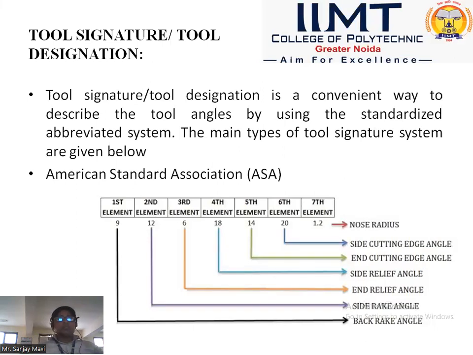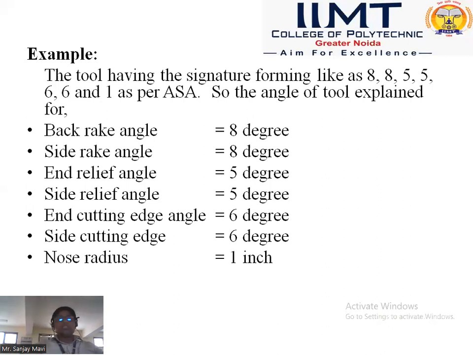We will discuss this tool designation or tool signature by this example. This is the example of a single point cutting tool, and in this example here we have the numbers 8, 8, 5, 5, 6, 6, and 1. And as per this American Standard Association, the angles of the tool for this signature or designation are as given in the slide.